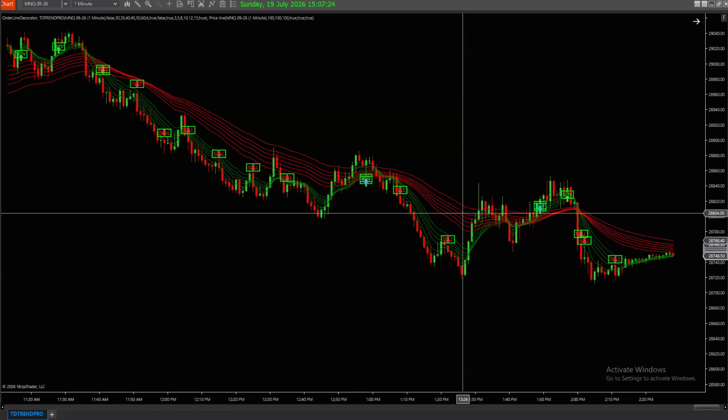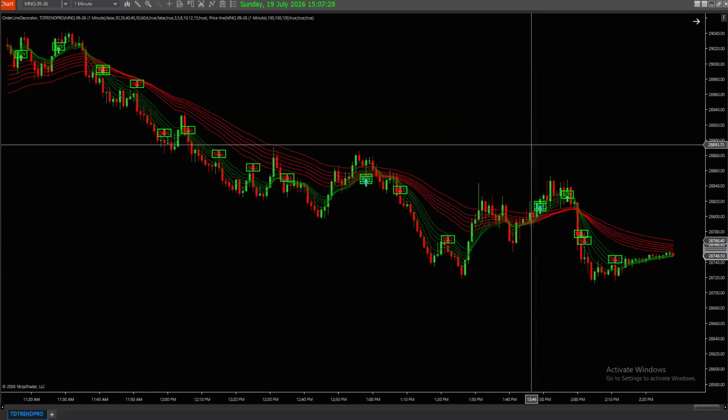Today we're going to go over the TD Trend Pro: what the indicator is, how to use it, and why I built it. I built this indicator for one simple reason, to help you stay on the right side of the move. We're on a 1 minute time frame, so you're going to see micro swings and macro swings. You'll be able to get multiple entries, as you see here on my chart.